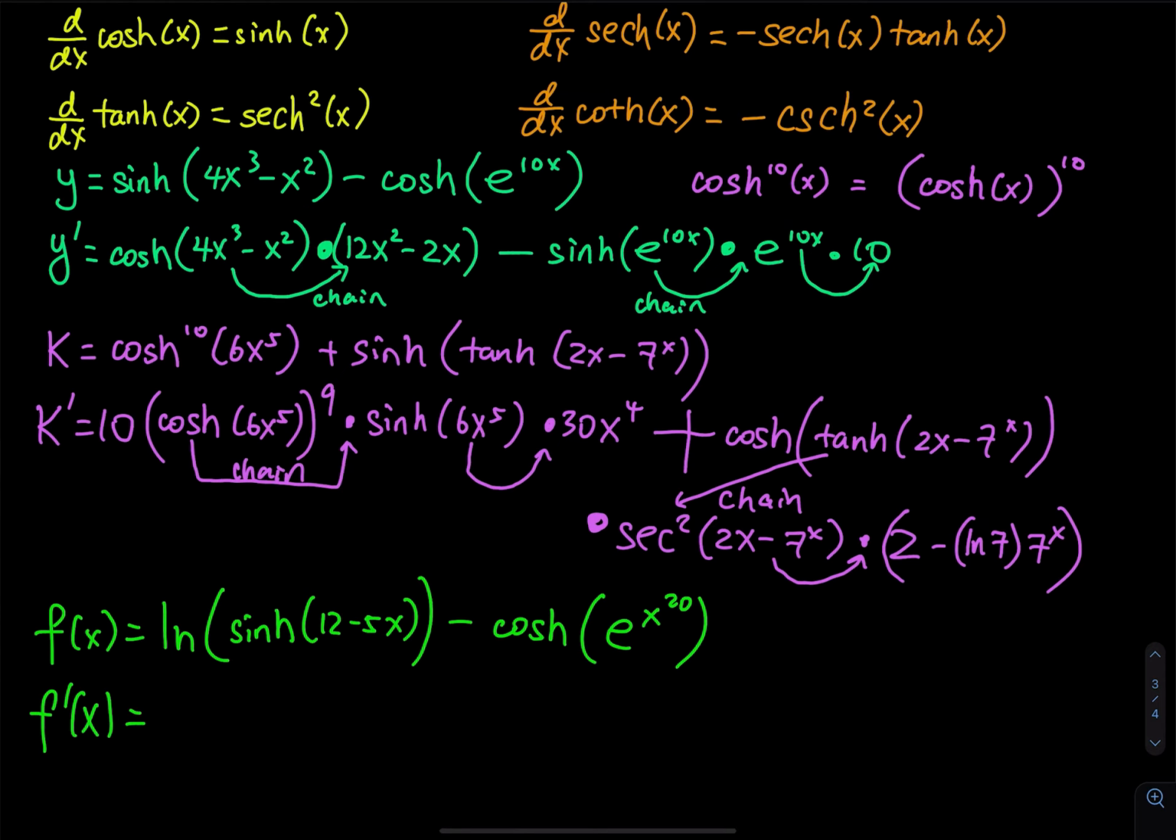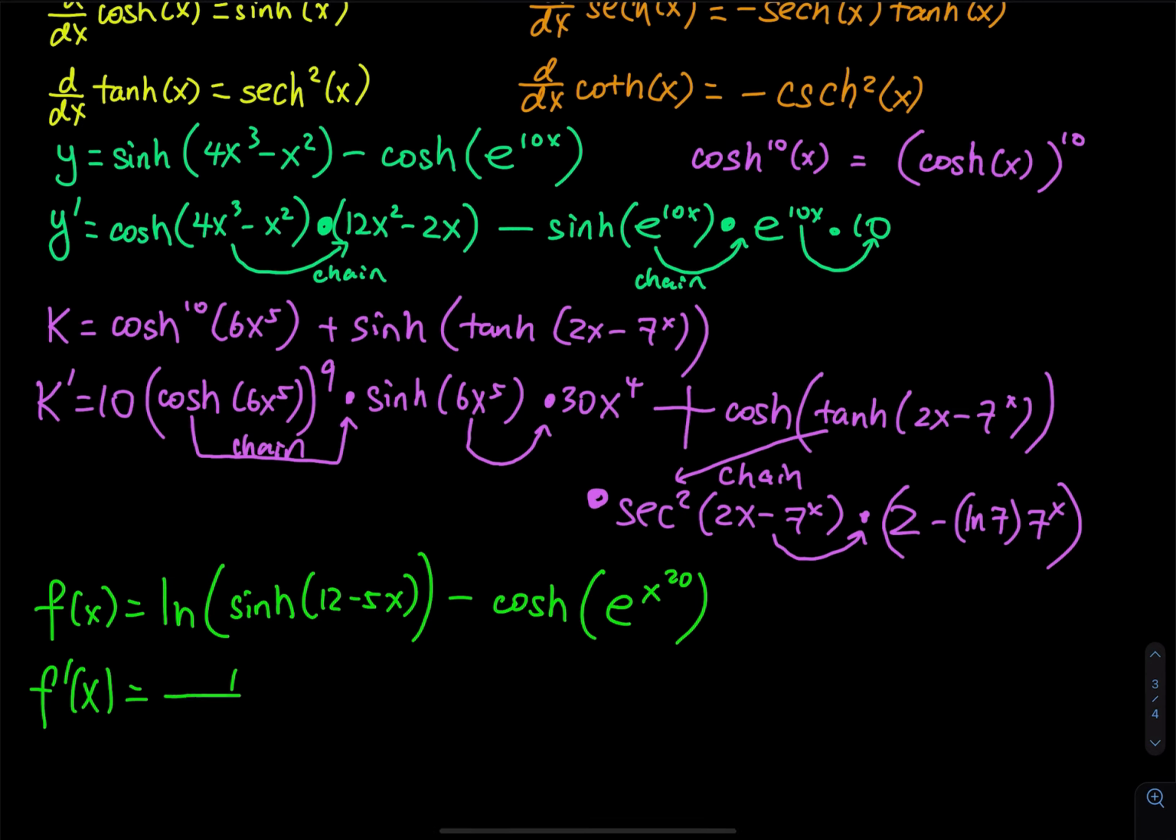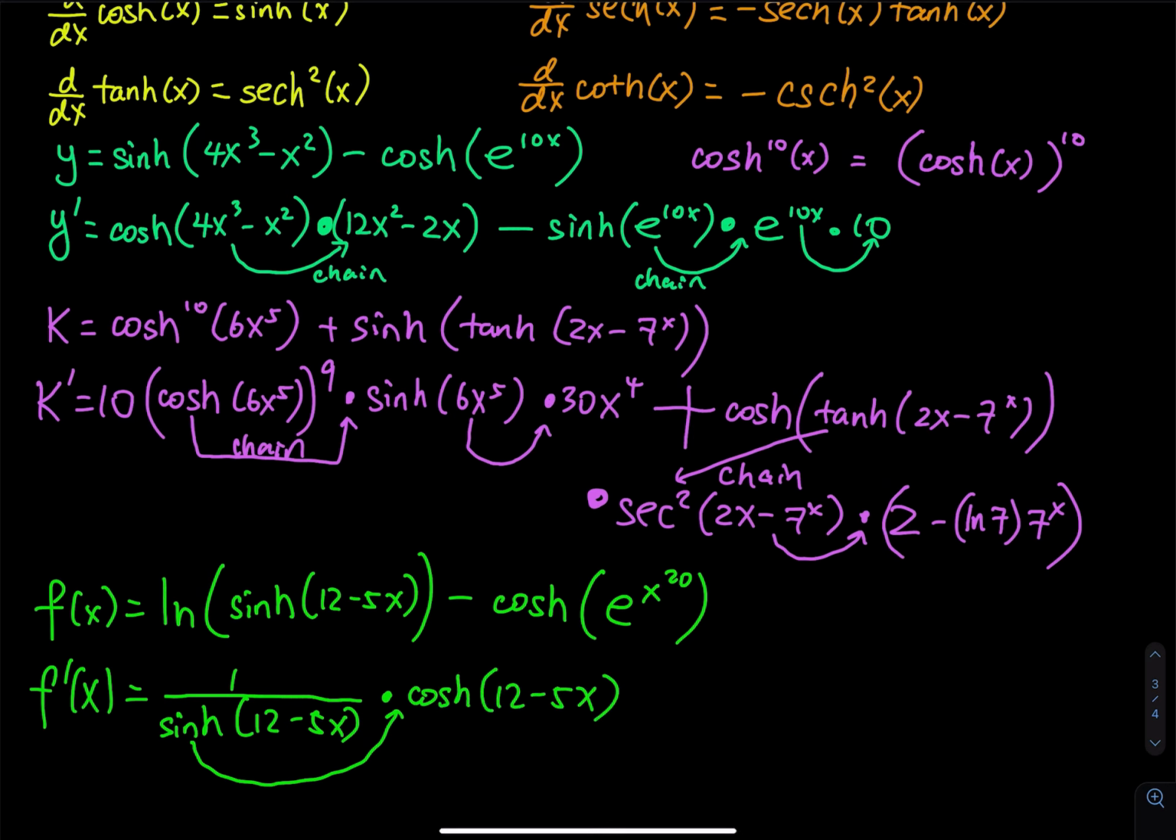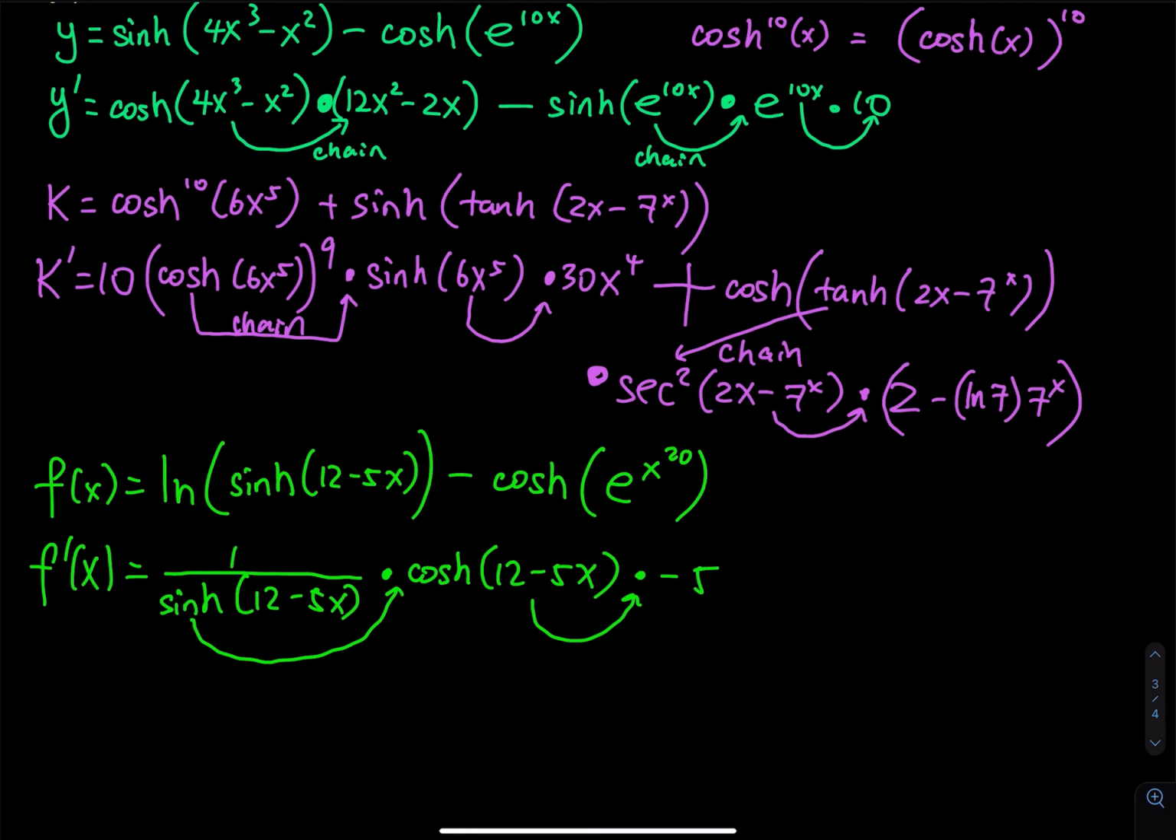So for ln, you have 1 divided by the whole thing. So 1 divided by hyperbolic sine of 12 minus 5x. And then what is next? Next, you take the derivative of sine. That gives you cosh of 12 minus 5x. And then you take the derivative of 12 minus 5x. That is equal to negative 5. And then you have a big minus.